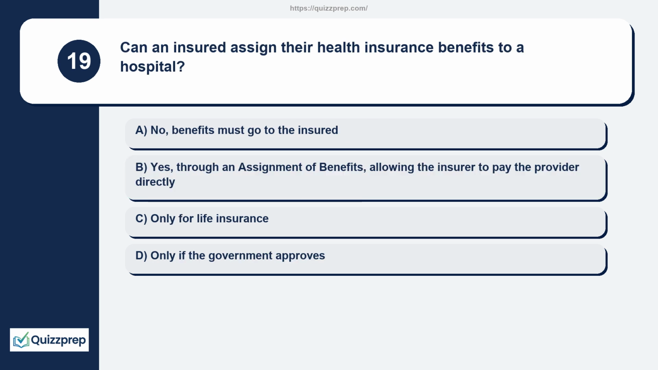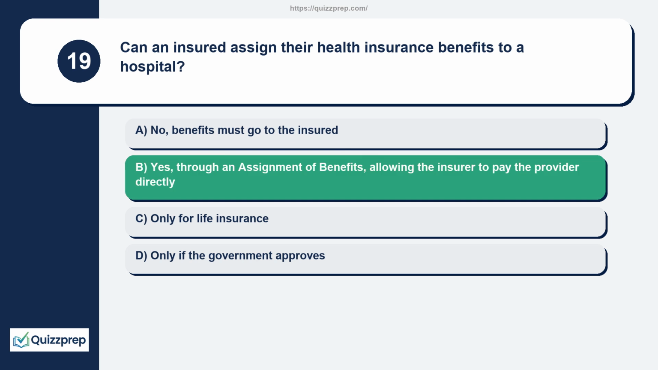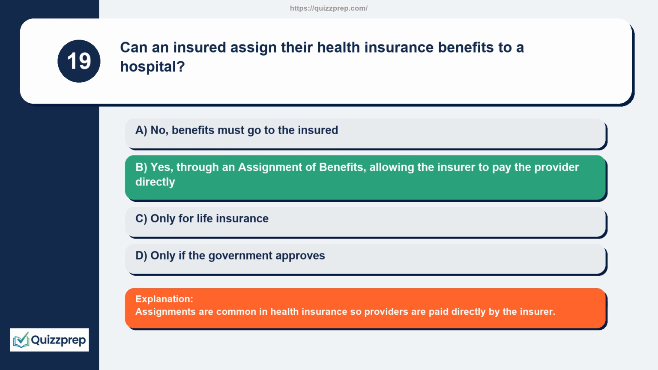Question 19. Can an insured assign their health insurance benefits to a hospital? No, benefits must go to the insured. Yes, through an assignment of benefits, allowing the insurer to pay the provider directly. Only for life insurance. Only if the government approves. Assignments are common in health insurance, so providers are paid directly by the insurer.